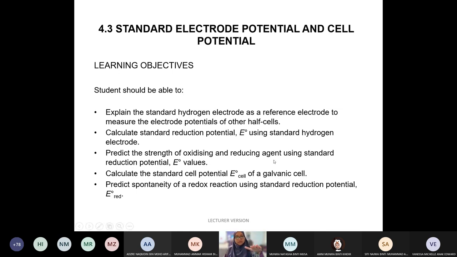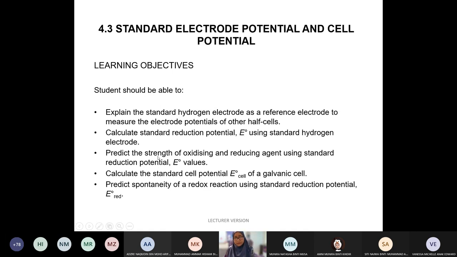So these are the learning objectives that you should know and that you should be having once you have covered this subtopic. So there are a bit more, a bit extra there. 1, 2, 3, 4, 5. So there are 5 learning objectives that you should know.